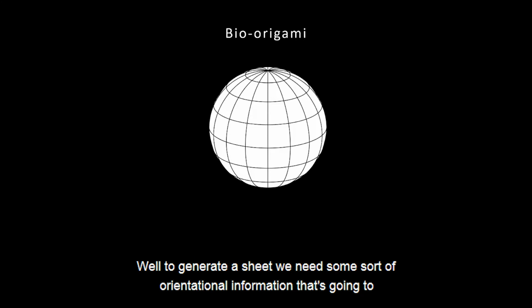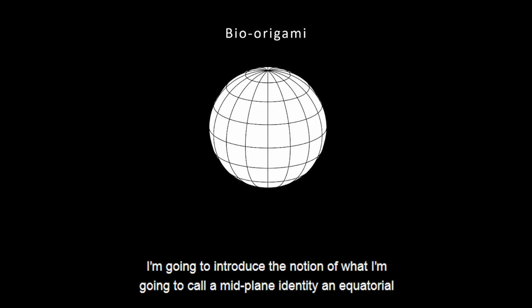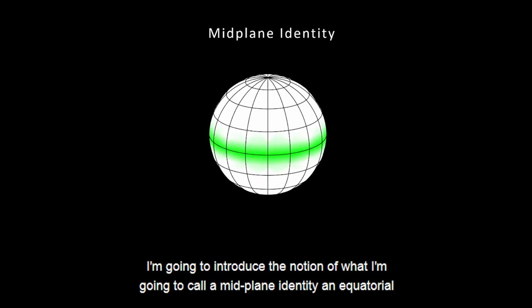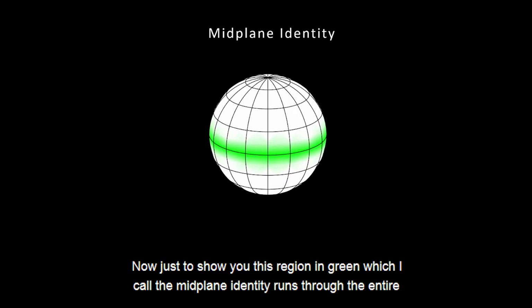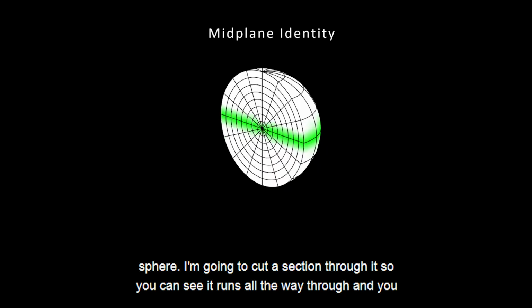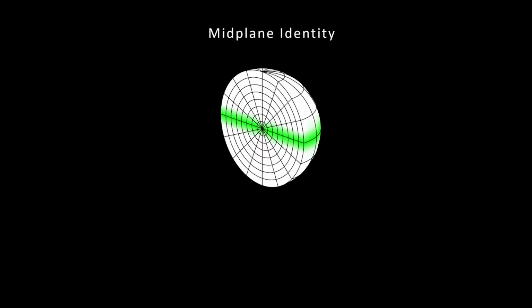Well, to generate a sheet, we need some sort of orientational information that's going to allow us to grow or deform this sphere in one direction more than another. To do that, I'm going to introduce the notion of what I'm going to call a midplane identity, an equatorial region that runs through our entire sphere that is going to help us establish this orientation system. This region in green, which I've called the midplane identity, runs through the entire sphere. I'm going to cut a section through it so you can see it runs all the way through.